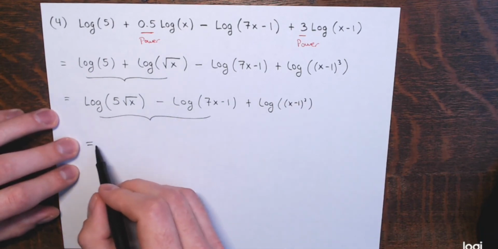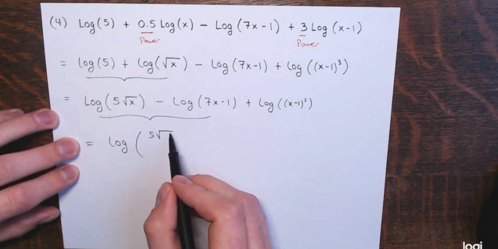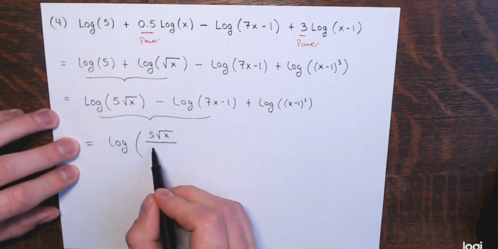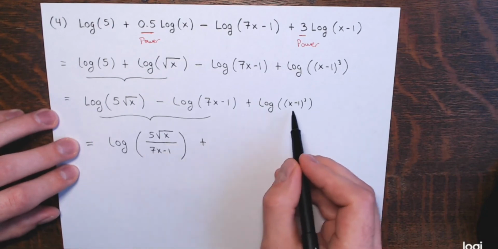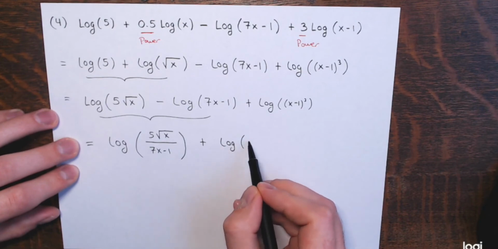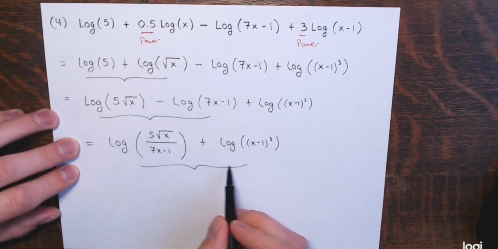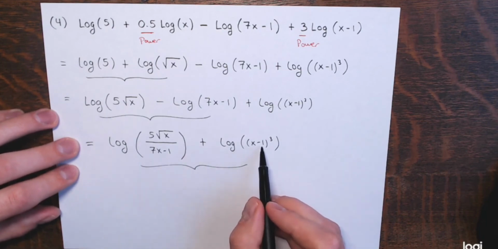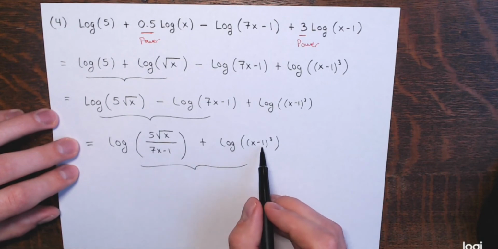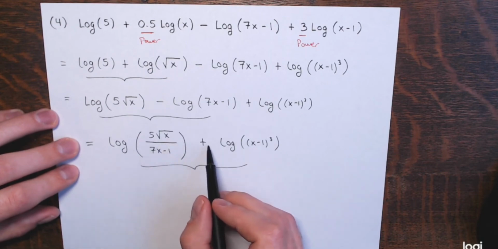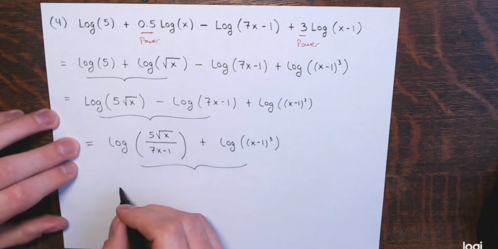So this is the log of 5 times the square root of x, divided by 7x minus 1. And then I still have this plus the log of x minus 1 cubed. And then finally, product, which will just put the x minus 1 cubed in the numerator. If you have addition, the second one goes in the numerator. If you have subtraction, the second input goes in the denominator. It's that simple. So we end up with a single logarithm.